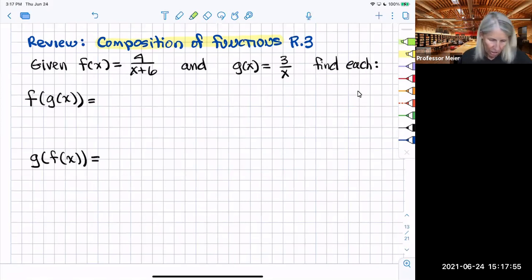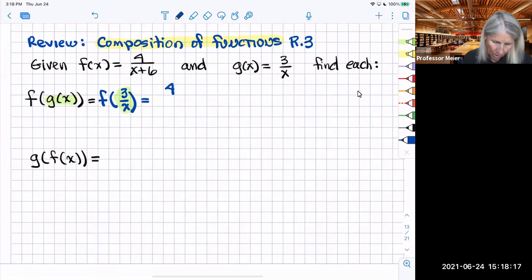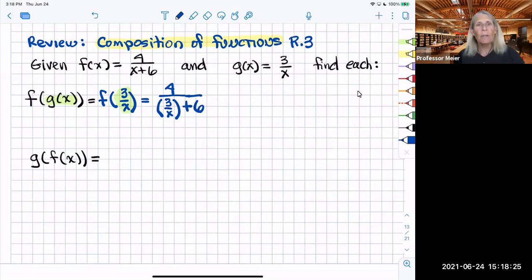First of all, I'm going to take the g function here and plug it into the f function. So I'm going to take f of the g of x. Now, g of x is 3 over x. So I'm going to be plugging 3 over x into the f function. So it's going to look like this. 4 over, plug in 3 over x in place of the x, plus 6. So that would be f of g of x.